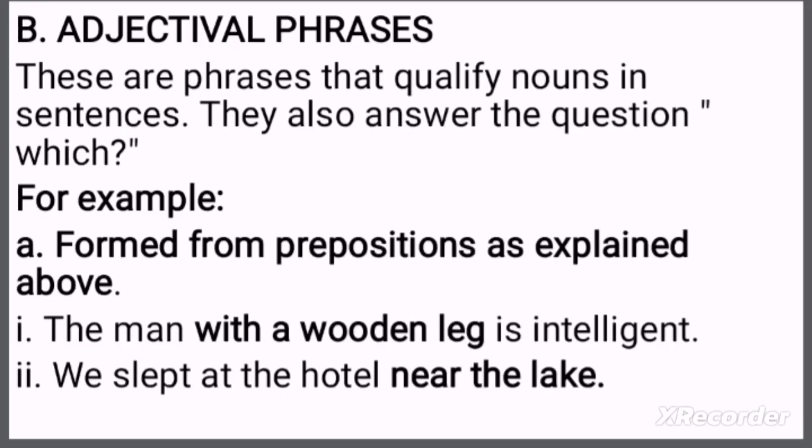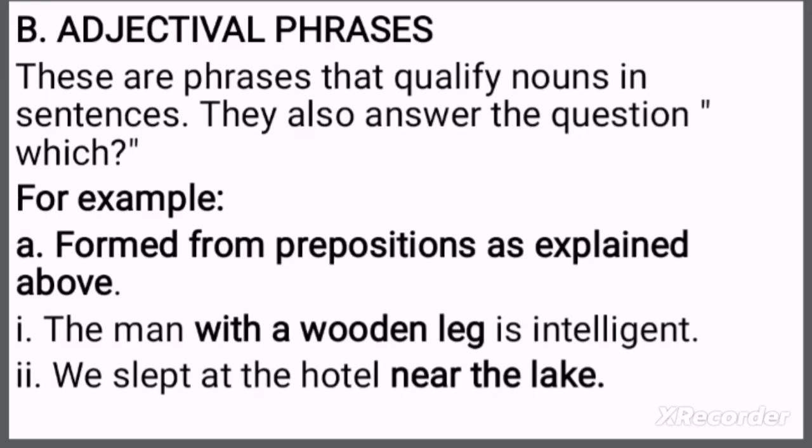So here is how adjective phrases are formed. One, A, they are formed from prepositions. For example, the man with a wooden leg is intelligent, qualifying man. So you can see here is a preposition, with, being followed by man, which is a noun.